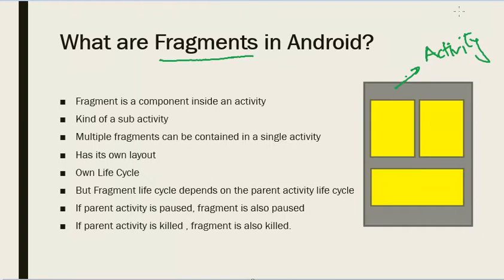But inside this one user interface, you can have other small user interface components, which are called fragments. These yellow ones are fragment one, fragment two, and fragment three. They are not children of the activity; you can say they are small user interface components that can be placed inside the activity, and they are managed by an Android fragment manager class.